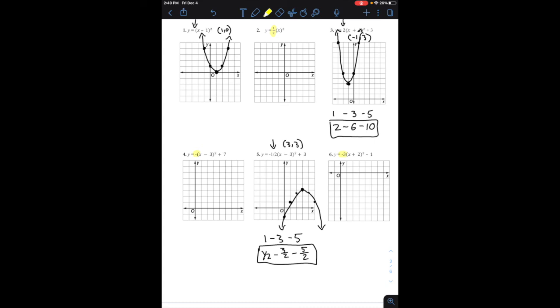Be careful with number 6. Again, we can't use 1-3-5. What you're going to do is multiply 1-3-5 by 3 and use that new rule. Once you get your answers, play the video to check.